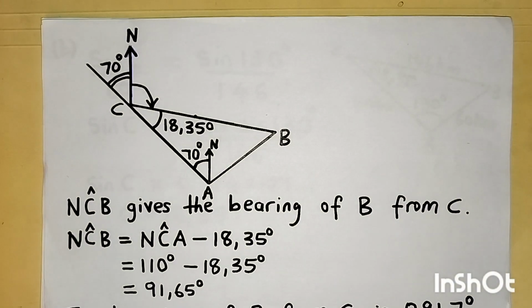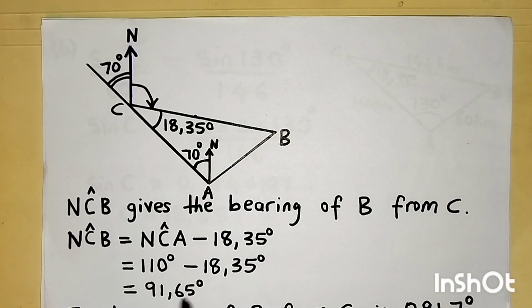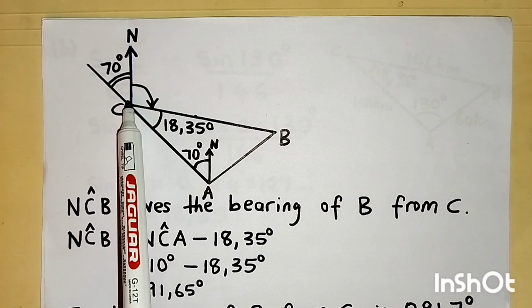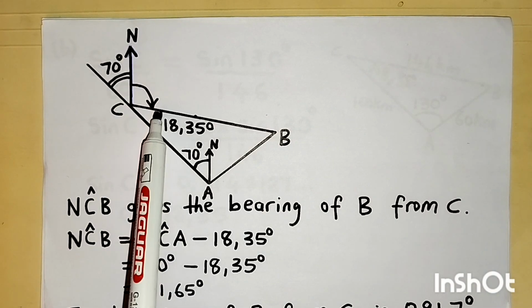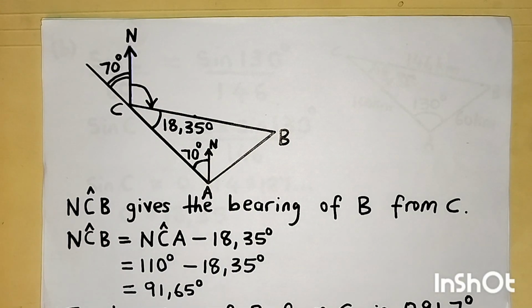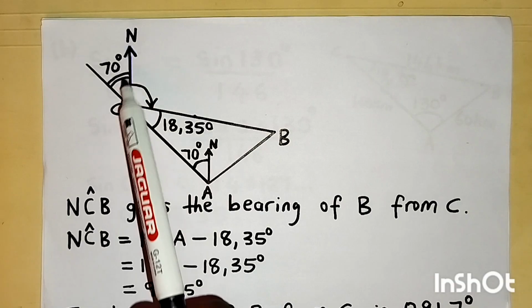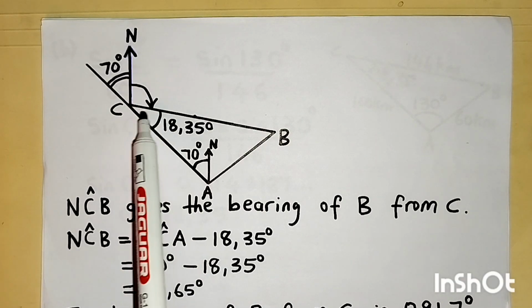So remember, in part B, we want to find the bearing of B from C. So we put our north arrow at C there, because we want to measure from C. C is our reference point, so we put our north arrow at C. So the bearing of B from C is this angle here, which is between the north arrow and the line BC. That's the bearing of B from C. Remember, 3-figure bearings always measure from north clockwise. So it's from the north arrow up to the line, moving clockwise up to the line BC.